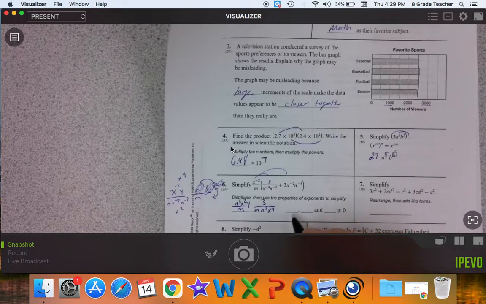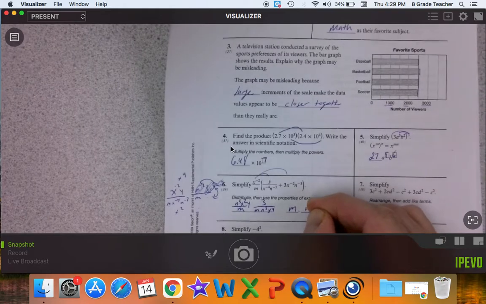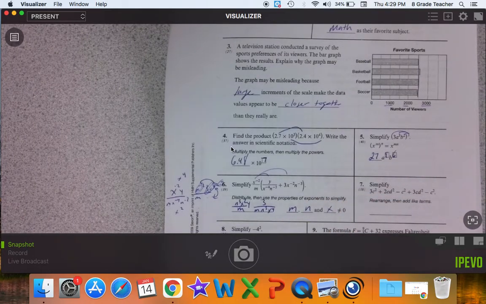So you have to pick out for the variables that are in the denominator where they can't equal 0. That would be m can't equal 0, n can't equal 0, and x cannot equal 0.